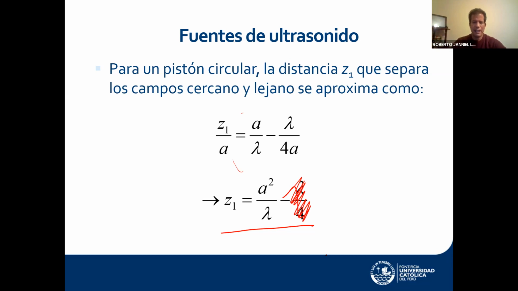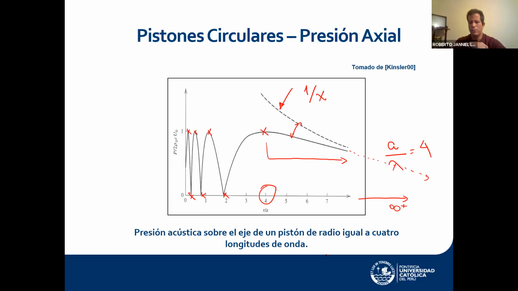Now, as you may remember, in the previous slides, it's like, okay, that's this point. And by the way, that point was a squared divided by wavelength, right? So if it's the distance divided by a, it would be a divided by the wavelength. And a divided by the wavelength, in this case, would be 4, because we said that the radius was 4 wavelengths, so that's the reason why.